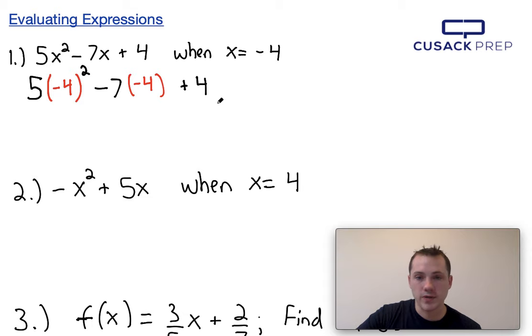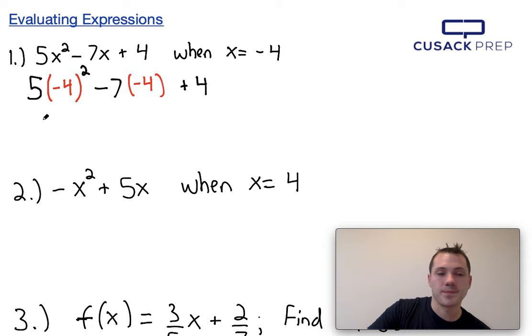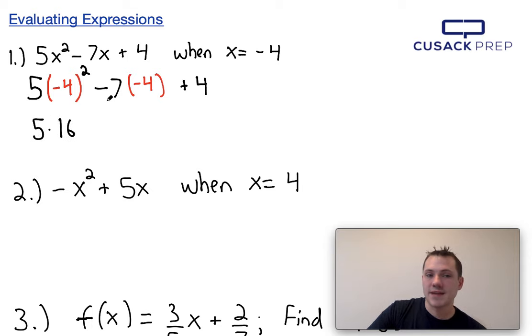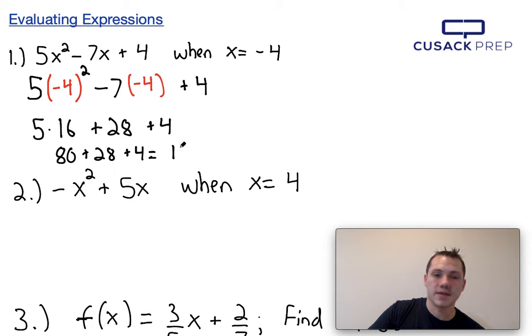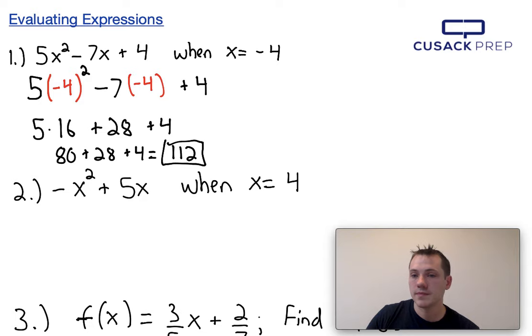Now, just following order of operations, PEMDAS, I would square the -4, which would give me 16. -7 times -4 becomes plus 28. Now 5 times 16, that's 80. So we have 80 plus 28 plus 4, which is just going to give us 112, and that would be our answer. Let's take a look at the next one.